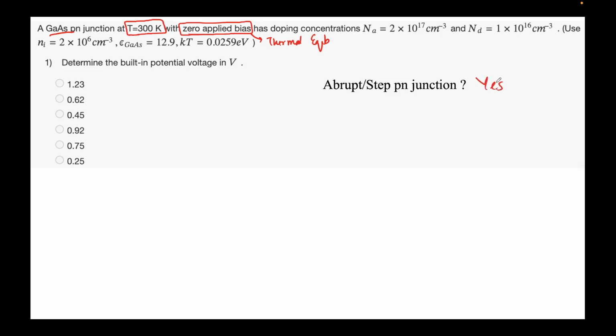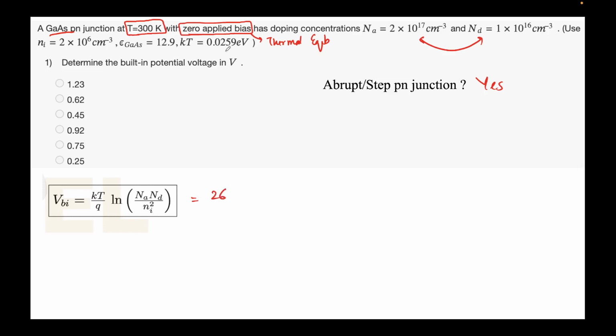The answer is yes, because you see it's suddenly changing from Na to Nd when you go from P to N side. This means we can apply the formula that we have seen in our lectures. kT by q is 26 millivolts, which is given. This is wrong, this is not electron volts, this is volts.